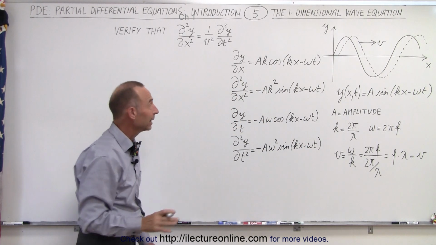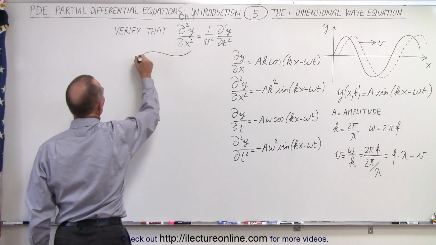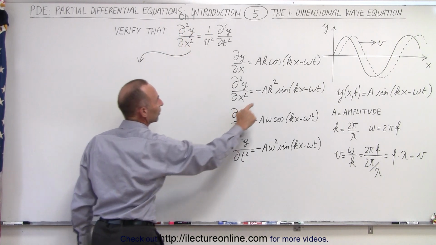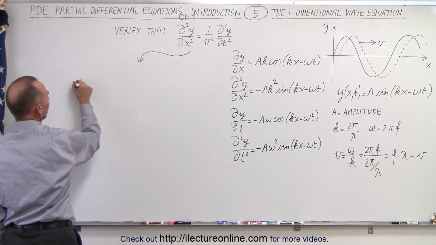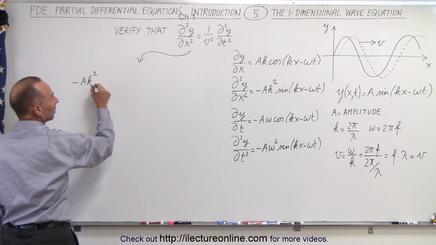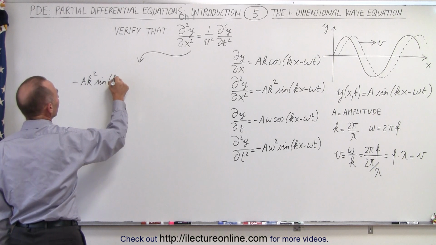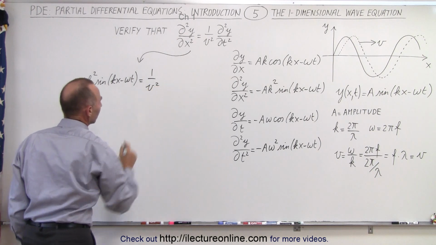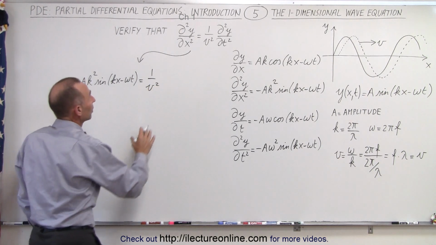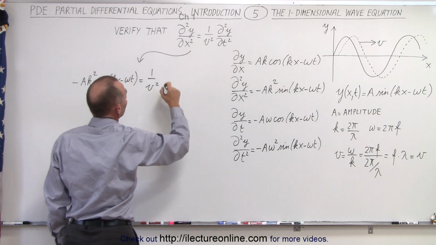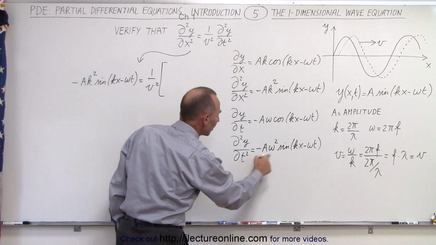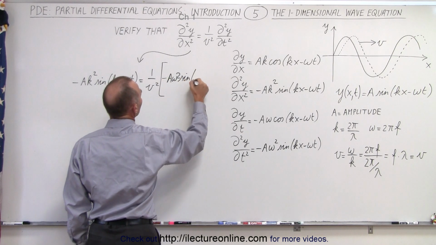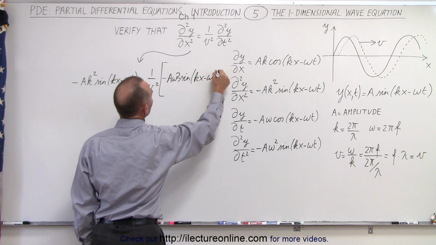Now we're ready to plug that into our differential equation. Let's go over here, give ourselves a little more room. The second partial derivative of y with respect to x is right here. So on the left side, we end up with minus A k squared times the sine of kx minus omega t, and that is equal to 1 over v squared, at least it's supposed to be equal to. That's what we're trying to check. And then the second partial derivative of y with respect to t is minus A omega squared times the sine of kx minus omega t.